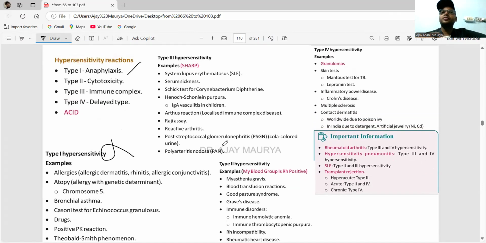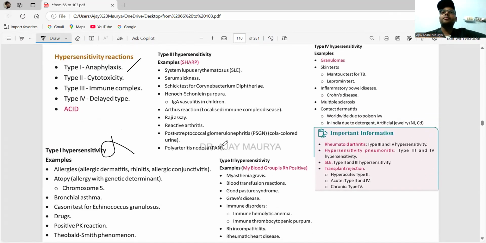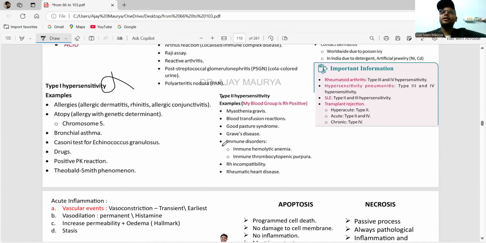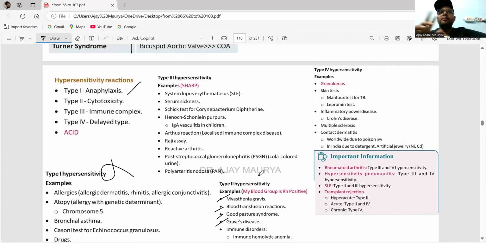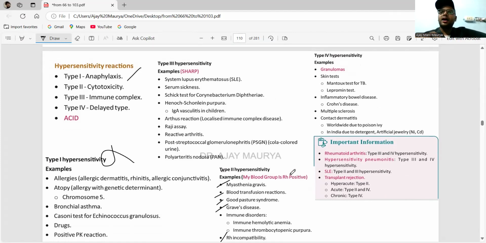Okay, type 2. So guys, remember here the mnemonic: my blood group is Rh positive. Remember, myasthenia gravis, blood transfusion reaction, Goodpasture syndrome, Graves' disease, Rh incompatibility, and rheumatic heart disease. One thing to remember, guys, here.